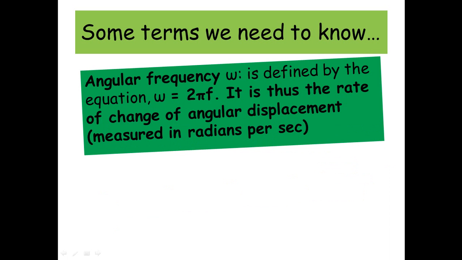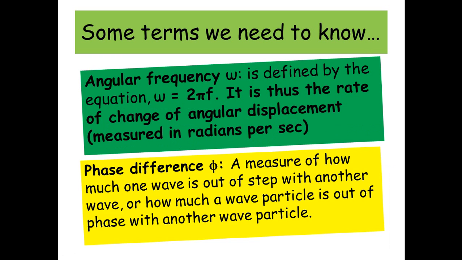Now, angular frequency, and it's not W, it's omega, is defined by the equation omega equals 2 pi f, where f is the frequency of our system. It is thus the rate of change of angular displacement measured in radians per second. And if you're not sure what a radian is, I will post a video on here just explaining what radians are, so keep an eye out for that.